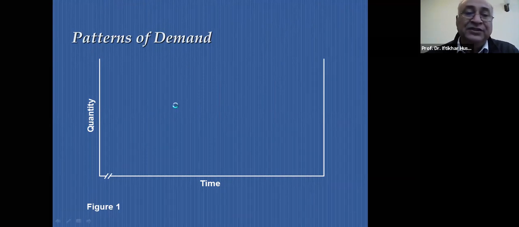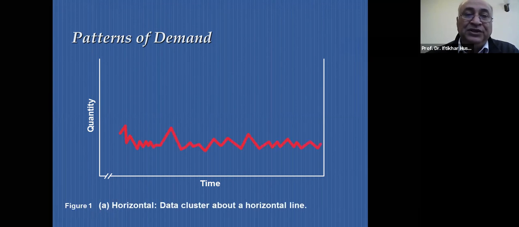So the pattern of demand, for example, in the first case, you see this red line. It's a zigzag line showing some variation with the passage of time, but you can see it is predictable. It goes almost horizontally. So it's a data cluster about a horizontal line. If you draw a line from this, that will be a horizontal line, and data is basically clustered around that horizontal line.